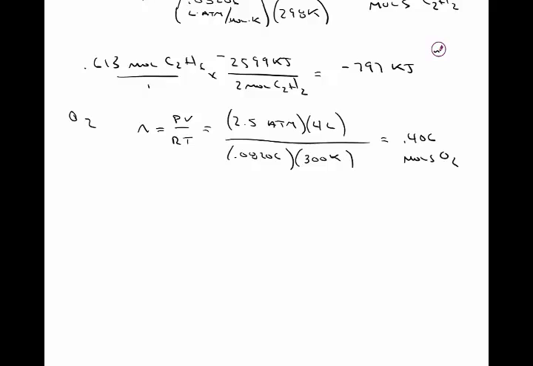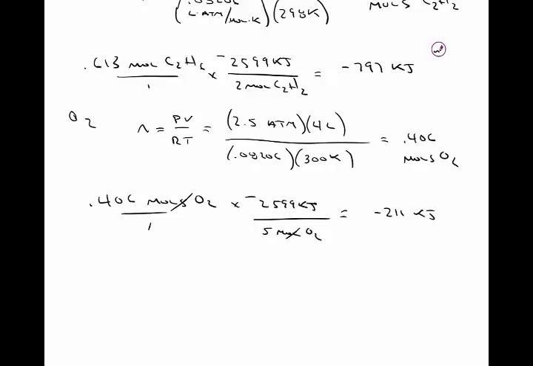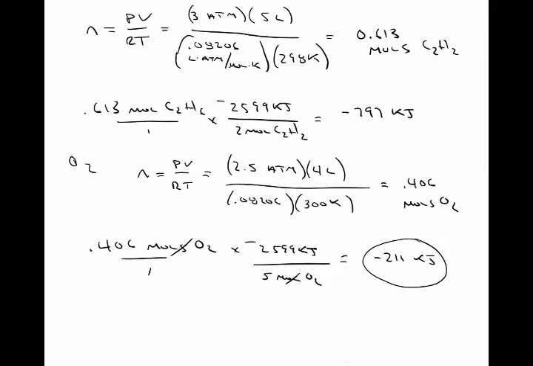Multiplying that by the thermochemical relationship from the balanced chemical equation, 0.406 moles of O2 multiplied by the fact that for every 2,599 kilojoules of heat released, it required 5 moles of O2 from the balanced chemical equation. Moles of O2 are going to cancel, and once I do the math, I got negative 211 kilojoules. Because this is a smaller amount of heat being released, we can clearly see that the amount of heat being released is dependent upon the O2, which is the limiting reactant.